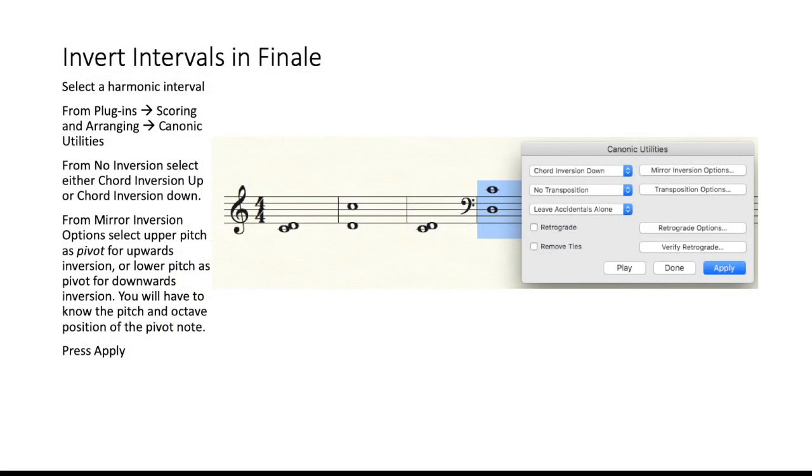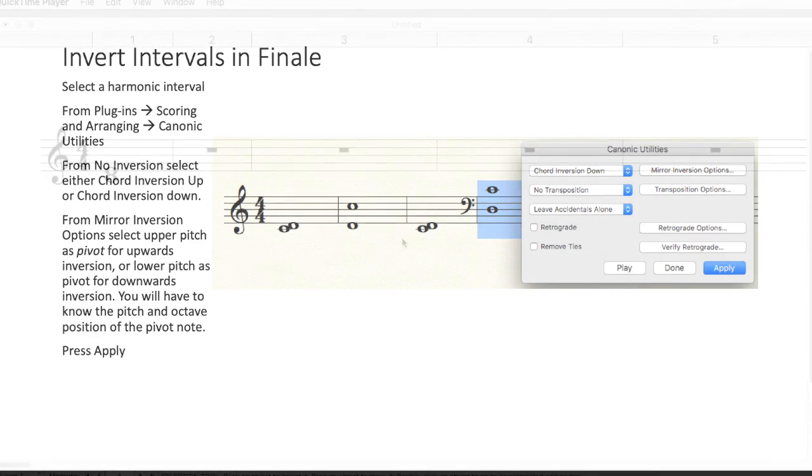You can invert intervals in Finale. You can first select a harmonic interval, then from Plugins, Scoring and Arranging, select Canonic Utilities. From No Inversion, select either Chord Inversion Up or Chord Inversion Down. From the Mirror Inversion options, select the upper pitch as a pivot for an upwards inversion, or the lower pitch as a pivot for the downwards inversion. You will have to know the pitch and octave position of the pivot note.